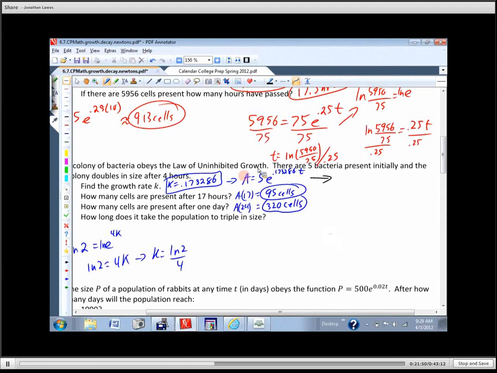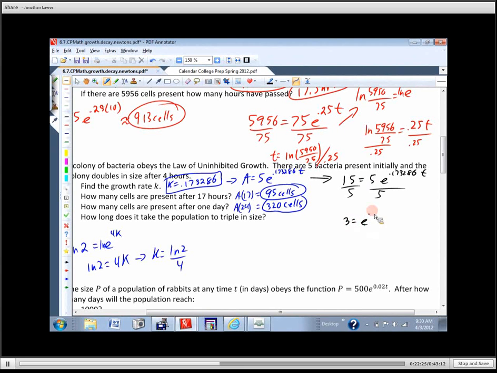What do I change in this formula right here if I want it to triple in size? Change the A to 15. 15 equals 5e to the 0.173286 times t. Because that would be triple in size, right? Now, if you wanted to put a p here, you could put a 3p there. Either way, we are going to end up with a 3, just like when it doubles, we end up with a 2.